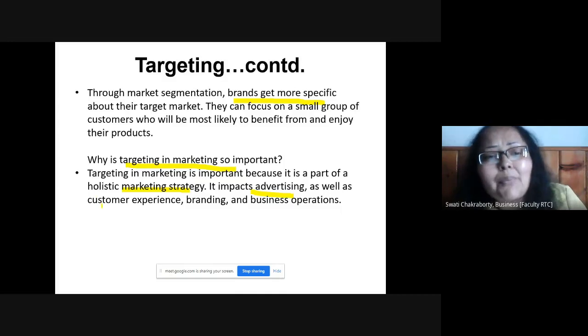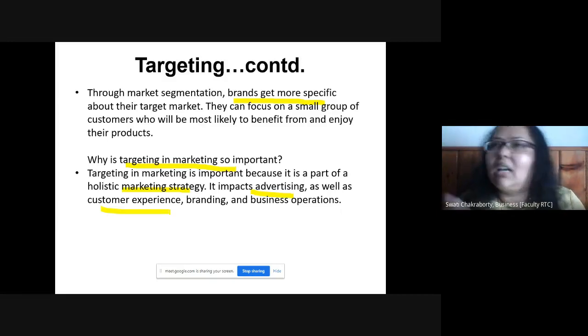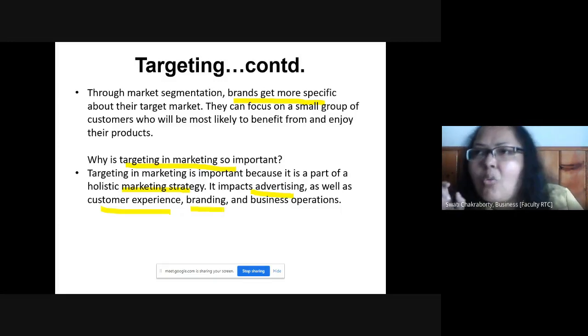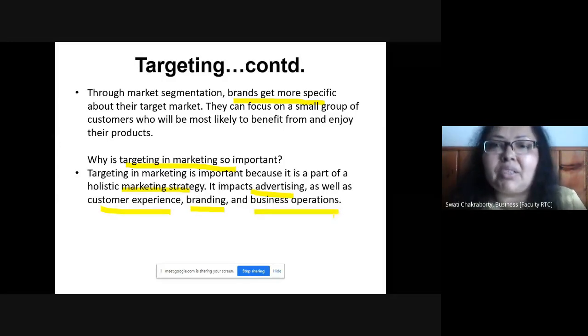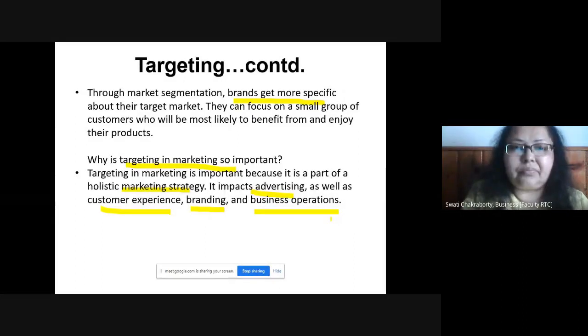It also helps you in talking about the customer's experience. You get to know more about it because you have done research on the customer feedback, and so you know their experience, their feedback, their needs, their demands. Branding comes into place, like what sort of branding you would do. It also affects your business operations. How would you operate that business when you have a target group of customers?